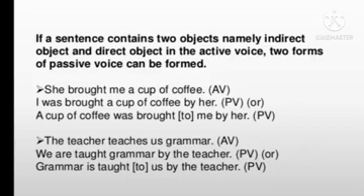Then the teacher teaches us grammar. There the teacher is teaching us. What is she teaching? Grammar. That is a second object. Grammar is an indirect object and us is the direct object. So we can write, we are taught grammar by the teacher, or we can write, grammar is taught to us by the teacher. Both answers are right.